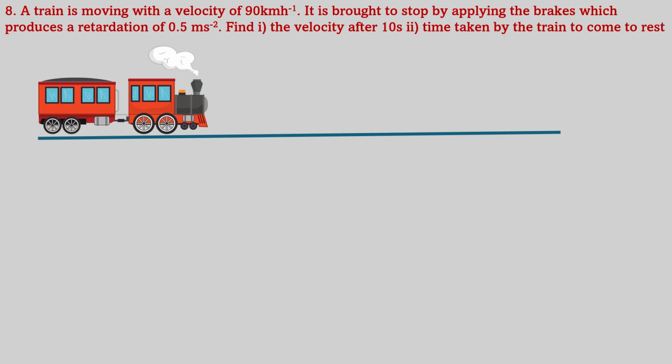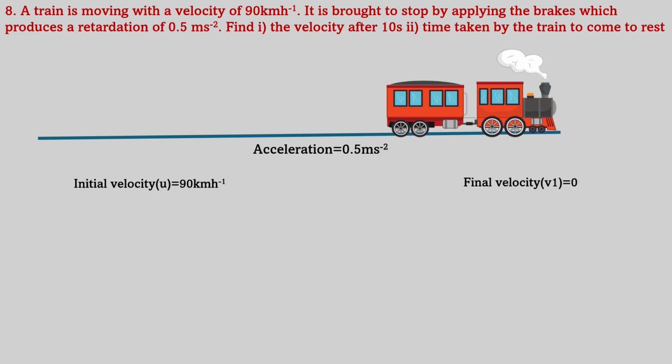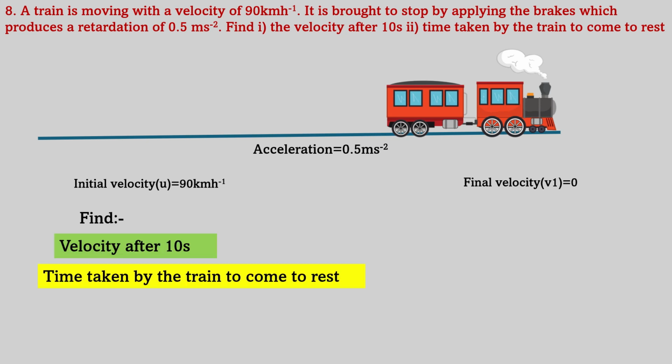Okay, so a train is already moving with a velocity of 90 km per hour and comes to rest by applying brake. So this produces a retardation of 0.5 meter per second square, that is acceleration is minus 0.5 meter per second square. So you are to find out the velocity after 10 seconds, and time taken by the train to come to rest.